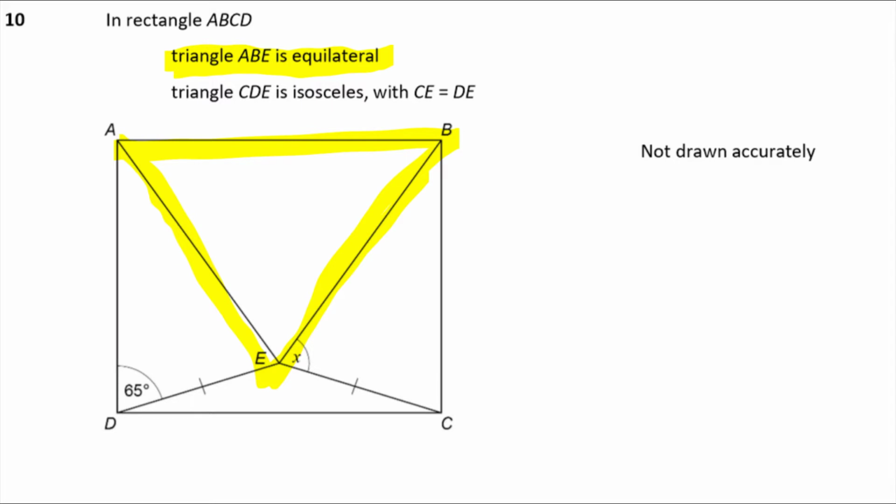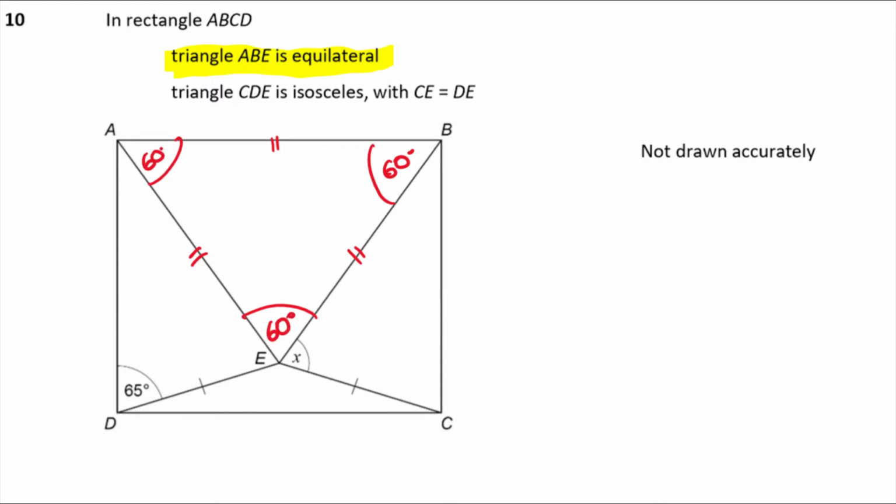Okay, so let's just mark that on. So if it's an equilateral triangle, then these three sides are all equal to each other, and these angles are all equal to each other, aren't they? And actually those angles are all 60 degrees.